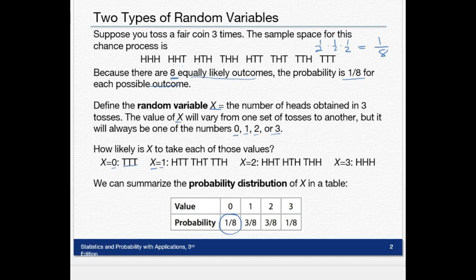Okay, how many times is x equal to 1? That means one head. Well, this combination, this one, and this one are all possible ways you could get just one head and two tails. So if we add those up, 1/8 plus 1/8 plus 1/8, that gives us 3/8. Okay, x equals 2, that means I get two heads out of the three. So I list all those combinations that work and I add them up, I get 3/8. And then lastly, x equals 3, that means I got three heads. So that only happened one outcome out of the eight, so it's 1 out of 8.